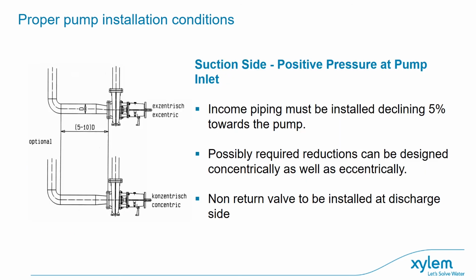When we are in case of positive pressure at pump inlet, income piping should be installed declining 5% towards the pump. Or we want to get rid of the air in the most convenient way. So in this case, towards the inlet. Possibly required reductions can be designed concentrically as well as eccentrically, and no return valve shall be installed at discharge side in order also to isolate the system in case of need.